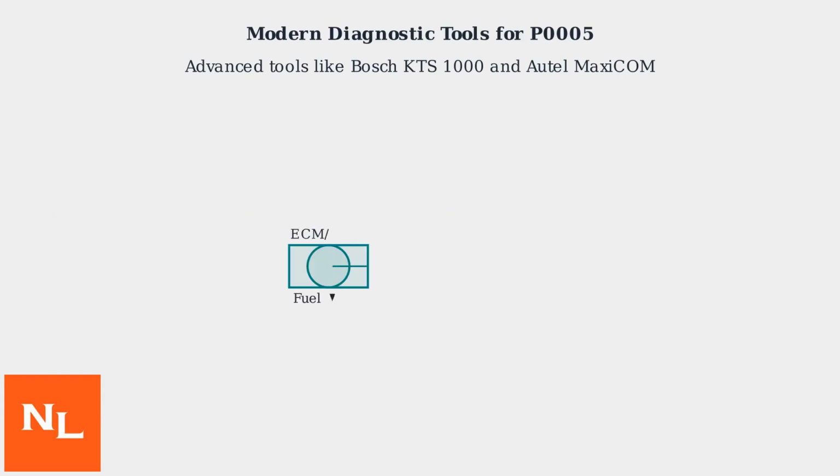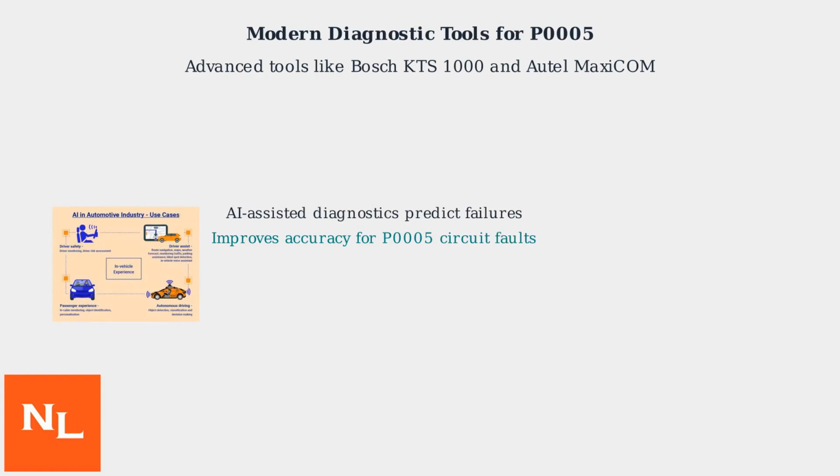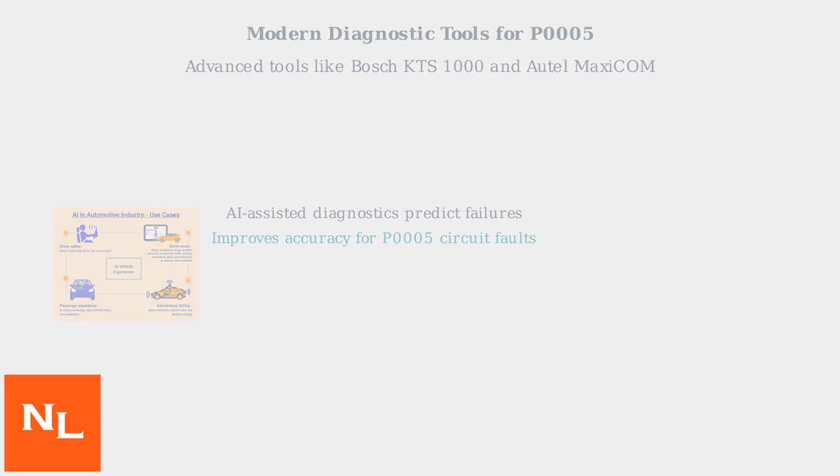Here's a simplified circuit diagram showing the valve control system. The ECM sends signals through wiring to the fuel valve solenoid. Modern tools use oscilloscopes to visualize these signals in real time, detecting opens or shorts instantly. AI integration in automotive diagnostics predicts failures before they become codes, enhancing overall accuracy for issues like P0005. These advancements make diagnosing and repairing P0005 much more efficient and reliable.